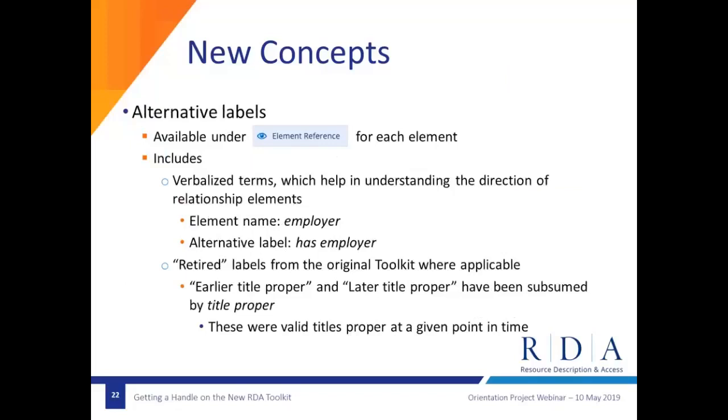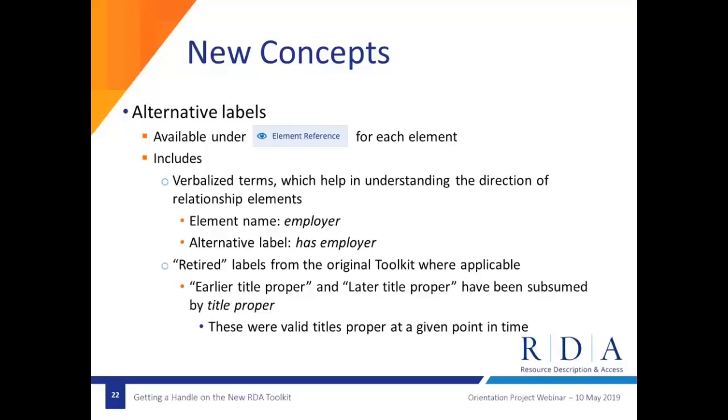There's also a new concept of alternative labels. These are also available under element reference for each element. And these include verbalized terms, which I find especially helpful in understanding the direction of relationship elements. The element name is employer. The alternative label is has employer. And this helps me not get the relationship exactly backwards, which some of you have worked with me to help me understand which way I'm really going at various times. So I'm grateful for that.